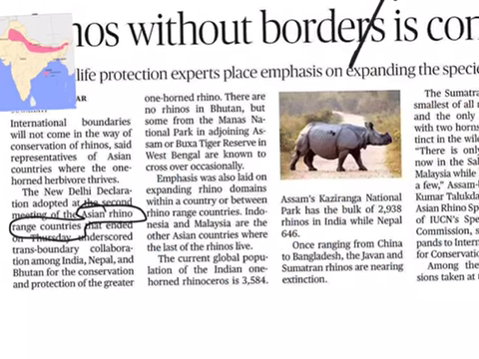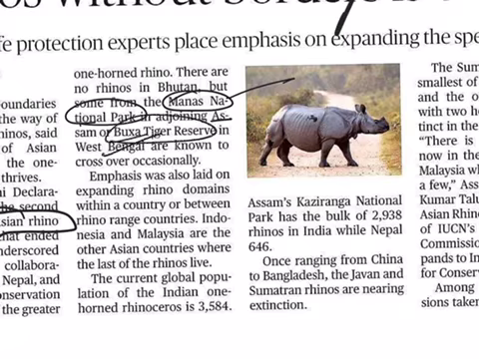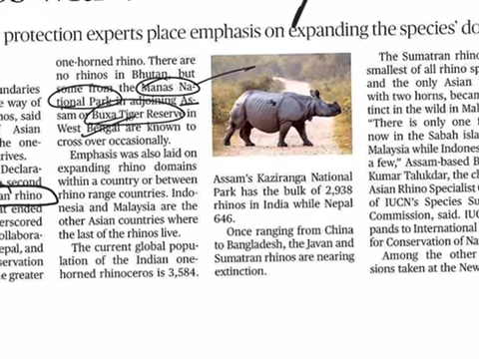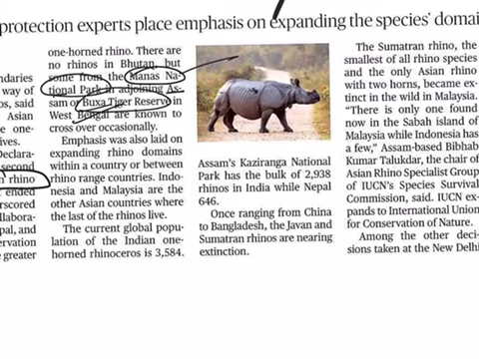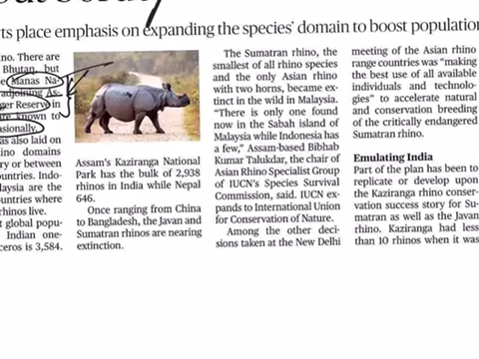From this article we should note down the national parks that were mentioned. Manas National Park belongs to Assam, and Buxa Tiger Reserve to West Bengal. See, Bhutan doesn't have rhinos, but from these tiger reserves in the bordering states of India, the rhinos will cross over into Bhutan. And this article is also talking about two types of rhinos.